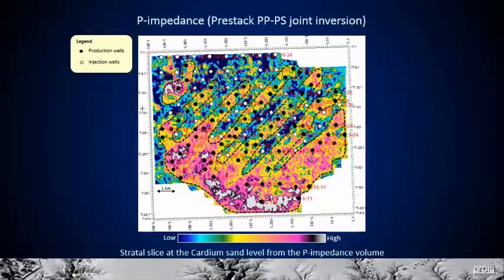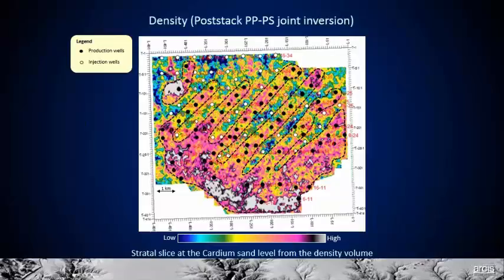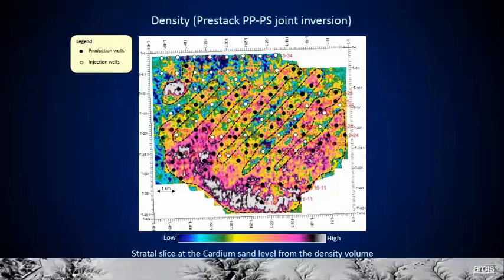So this was the P-impedance that I'm showing you. Then I also show you the density. This is from simultaneous inversion. This is from post-stack joint inversion. And this is what I get with pre-stack joint inversion. Notice pre-stack still gives us somewhat more detailed, more crisp definition of those patterns.